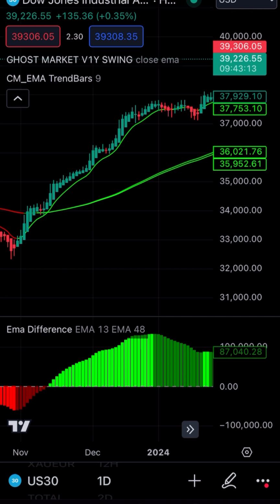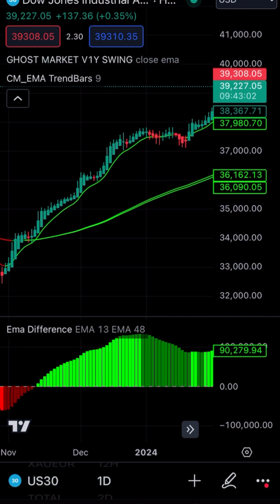And if you're on a bullish run, you have to look for all the light green moments. If you're on a bearish moment, you have to look for all the light red moments. You don't pay attention when it's dark green or dark red.